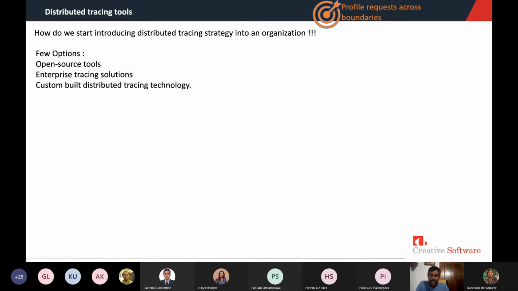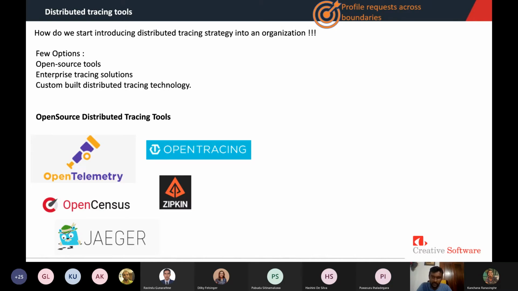So there are a few options actually. There are open source tools. You can select enterprise tracing solutions. You can pay some money and get this entire problem solved for you, which is expensive. Or you can even build your own distributed tracing technology, considering that there are papers referring to these things. But that again will be quite expensive.